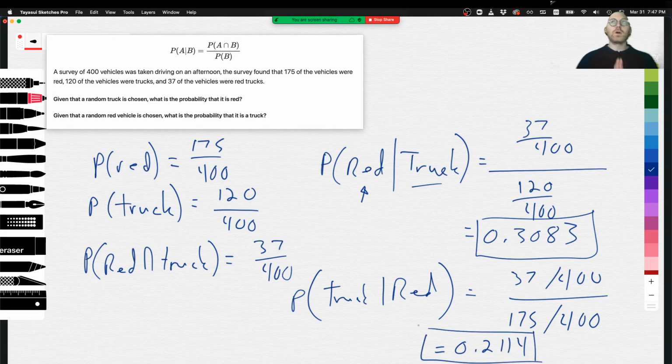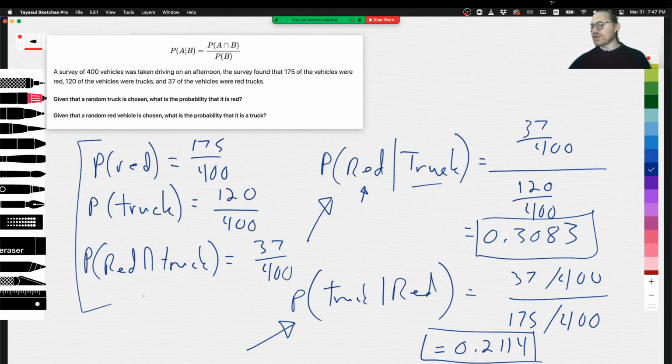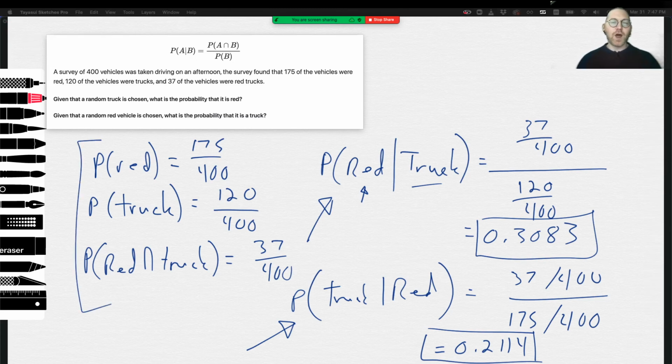Okay, so hopefully that makes sense. This kind of question is fairly easy to answer in the event that you have certain information. If you have all the information at hand, these are fairly simple problems, right? If we know the probability of red, then we can answer this question very easily. If we know the probability of truck, we can answer this question really easily. And of course, if we know the probability of the intersection of red with truck, then we can answer both of these. It's given us all the information we need for this problem.